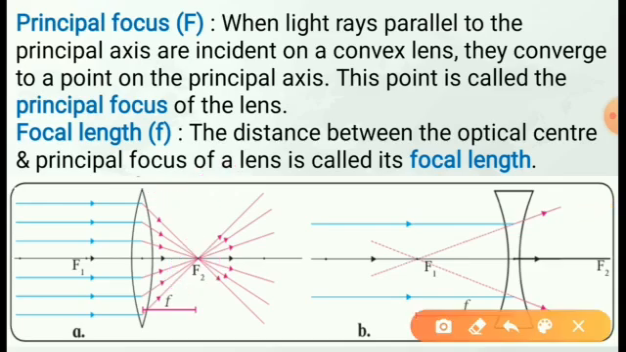And the light rays parallel to the principal axis falling on a concave lens go away from one another, that is, they diverge after refraction. So this type of lens is called a divergent lens. Focal length F. The distance between the optical center and principal focus of the lens is called the focal length. You can see here, this is the focal length and this is the focal length.